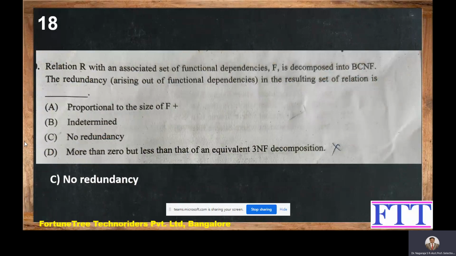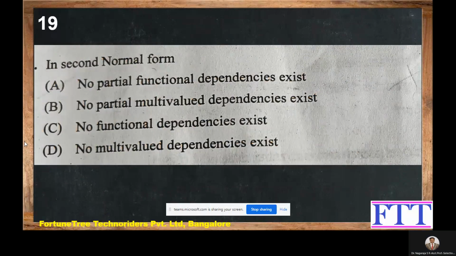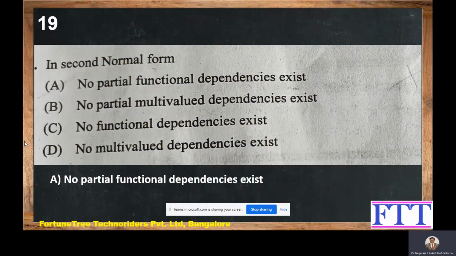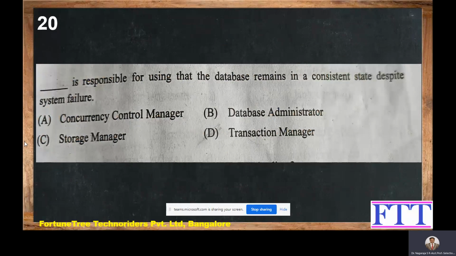So we'll move to the next one, 19th question. In second normal form, option A, no partial functional dependencies exist. Option B, no partial multi-value dependencies exist. Option C, no functional dependencies exist. Option D, no multi-value dependencies exist. So the right answer is option A, no partial functional dependencies exist. So we move to the 20th question.